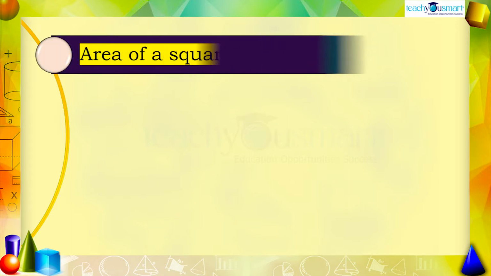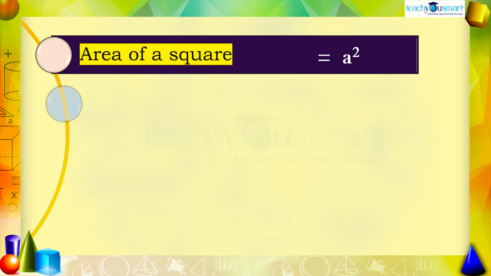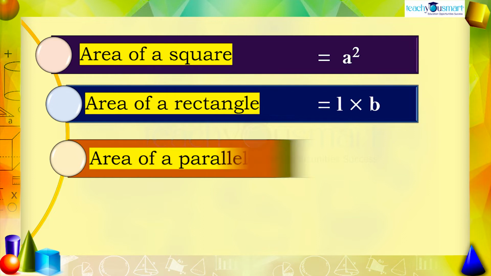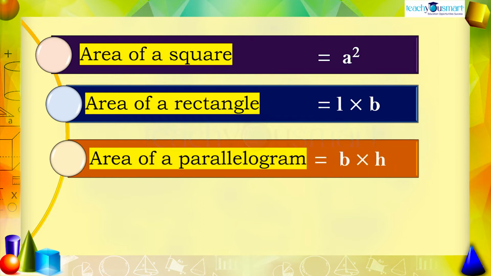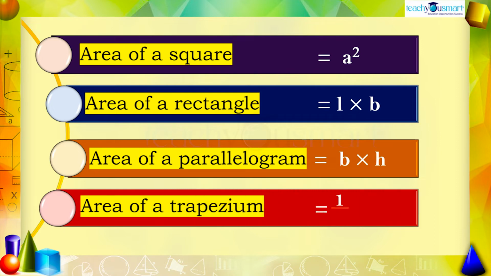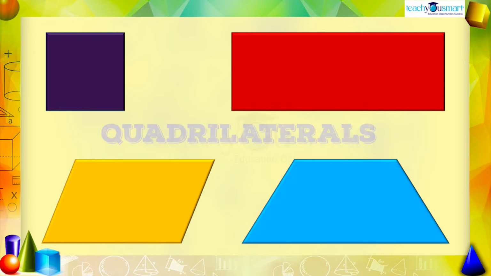Now, as we all know, the area of a square is a squared. The area of a rectangle is L multiplied by B. The area of a parallelogram is B multiplied by H. And the area of a trapezium is half H multiplied by (A plus B). The square, rectangle, parallelogram, and trapezium are some quadrilaterals.